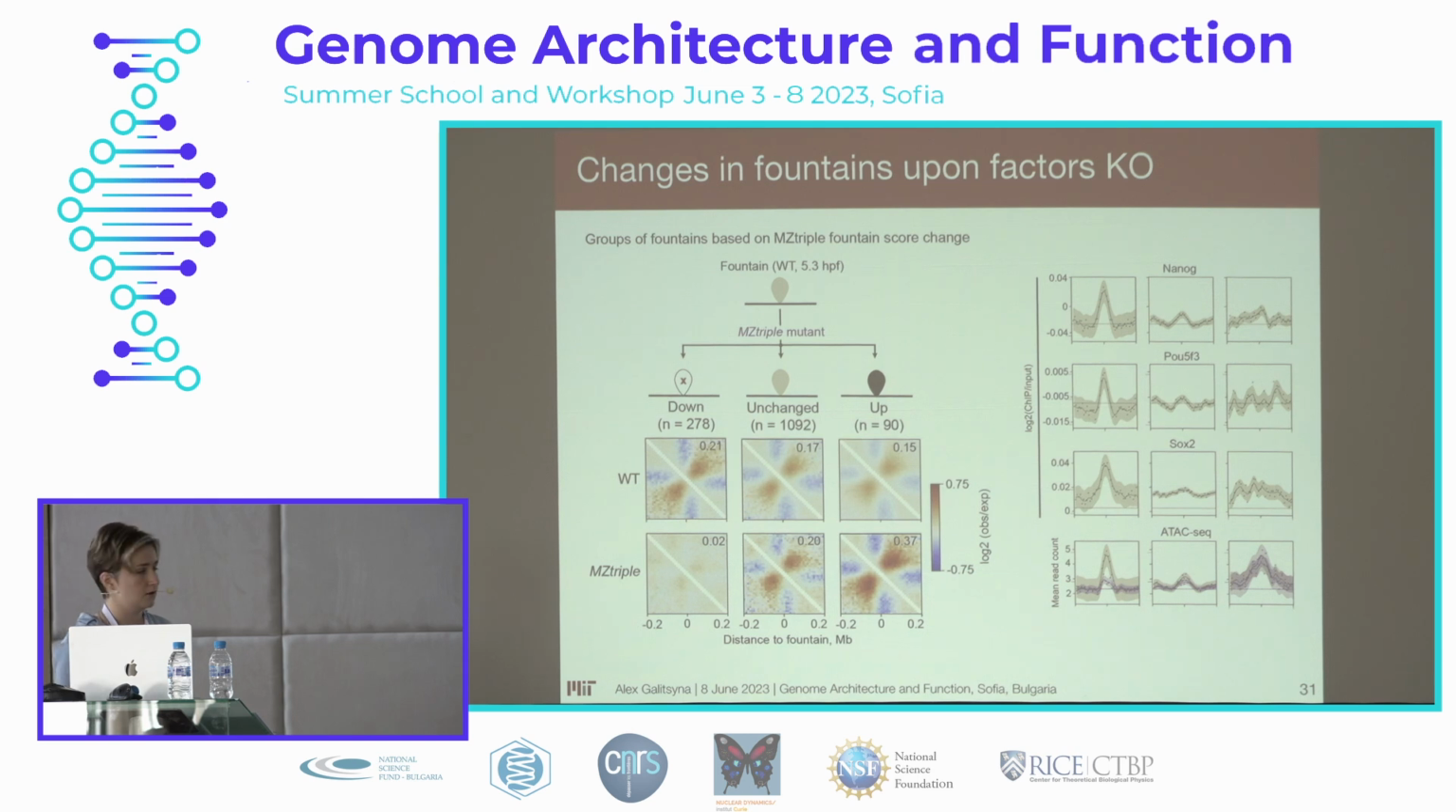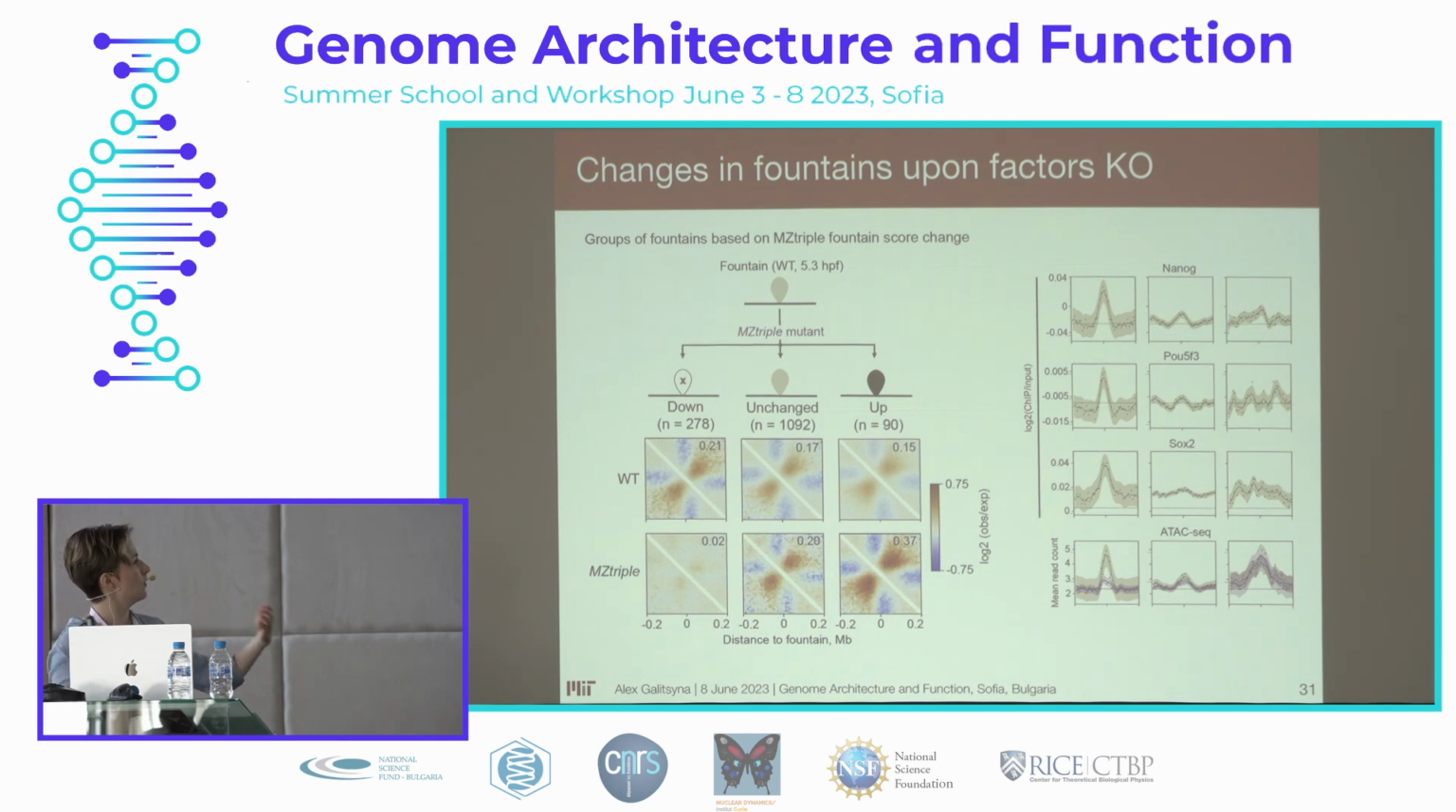Another interesting thing that I really like in the system, that we actually can trace the destiny of the fountains in knockouts. And apparently most of them are downregulated or unchanged, but some of them are upregulated. So actually there are some compensatory fountains that will be formed at locations of the genome where there was some regulation happening, and in the mutant they will be trying to compensate probably for some regulatory troubles in the embryo. And now we have three different groups of fountains.